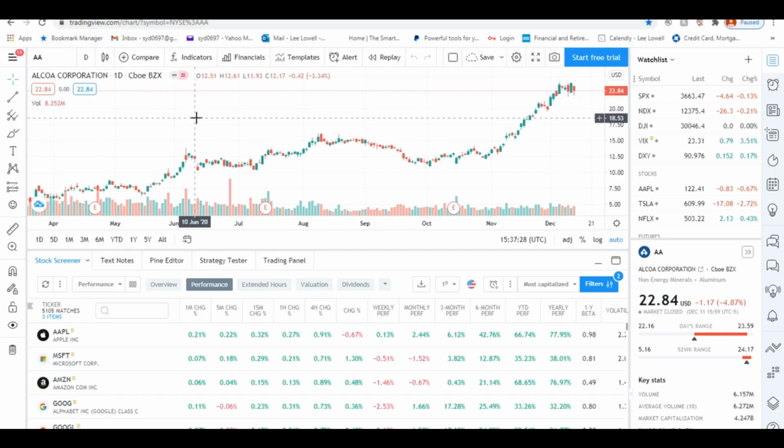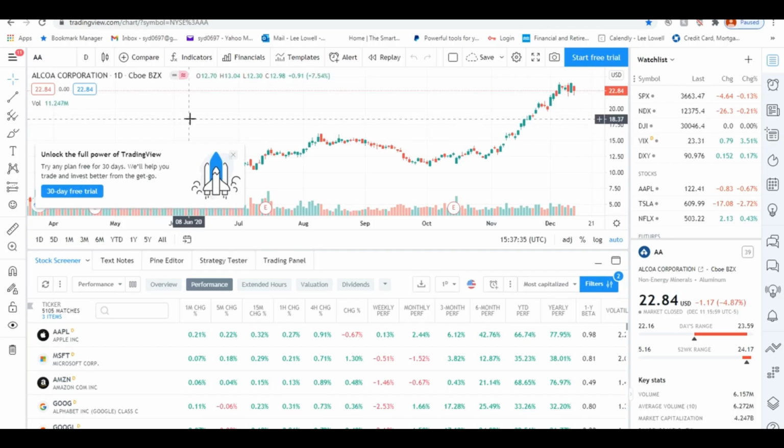We have TradingView.com. Some people ask me, Lee, how should I look at stocks? What kind of platform should I use? These are all free platforms. TradingView.com gives you a good way to look at charts. You can create watch lists. They have a paid version, and I think you can use it for free as well.